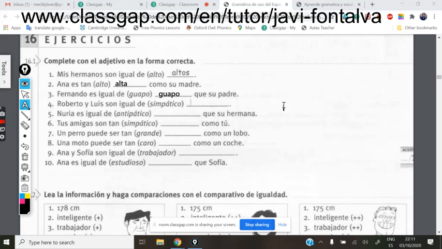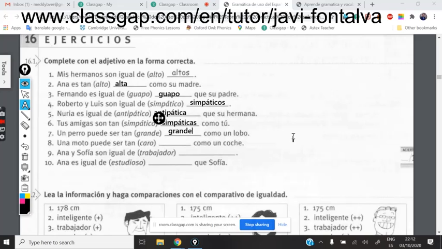Four: "Roberto y Luis son igual de simpáticos," because it's plural. Five: "Nuria es igual de antipática." Antipática is the opposite of simpático. Simpático is nice; antipática means mean, nasty, not nice. Six: "Tus amigas son tan simpáticas como tú," because it is amigas. So your friends are as nice as you. Seven: "Un perro puede ser tan grande como un lobo." So a dog can be as big as a wolf.